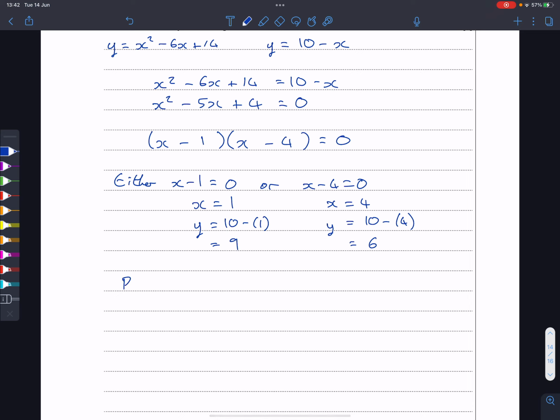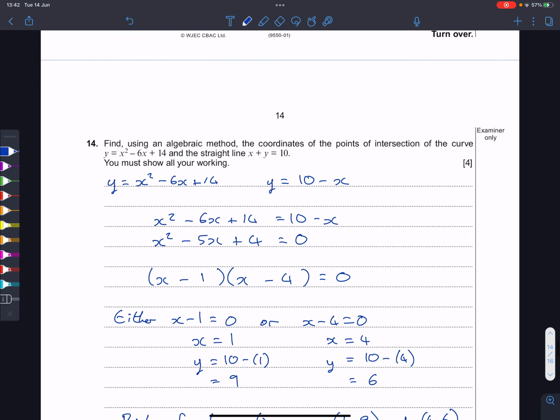So the points of intersection are, so you have 1 and 9. We've also got 4, 6. And that's all the question is asking for.